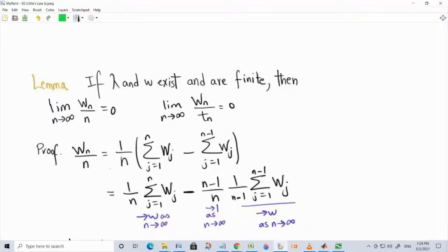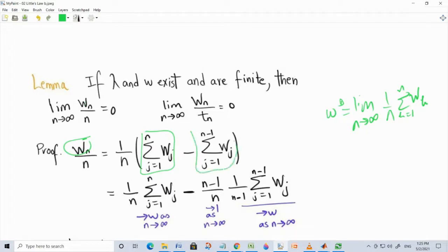To show this is basically straightforward. Let's use our given information: there is something called W, and it is by definition the limit as n goes to infinity of 1 over n times the summation k from 1 to n of Wk. This is what we know. So we want to express Wn as a summation so that we make use of this assumed piece of information. The idea is to take Wn and write it as a sum of Wj, j from 1 to n. This will include W1 plus W2 up to Wn, but this is Wn alone, and so we will subtract those first n minus 1 terms.